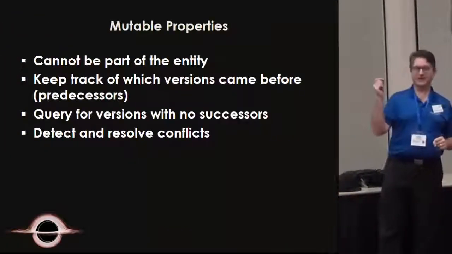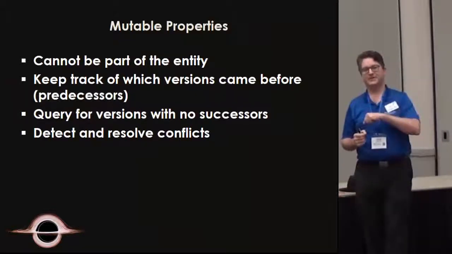So they didn't get this part right, but if they had kept track of their predecessor-successor relationships and kept track of the partial order of these changes, then they would have been able to detect and resolve conflicts even when they were offline.